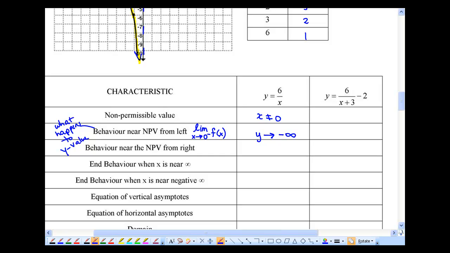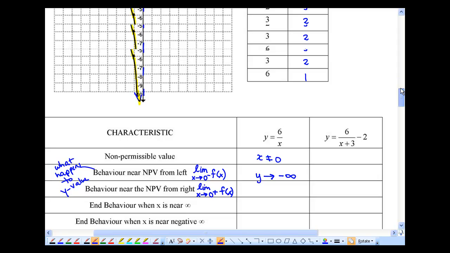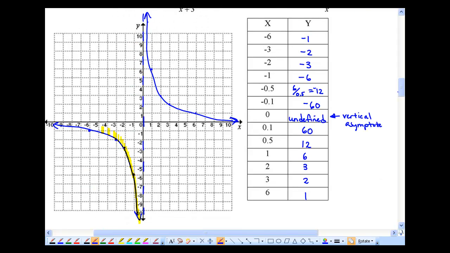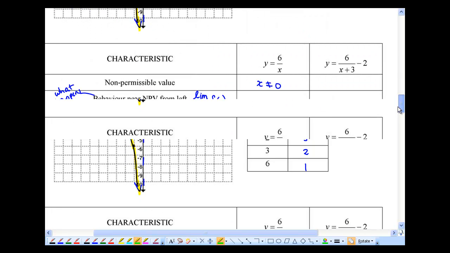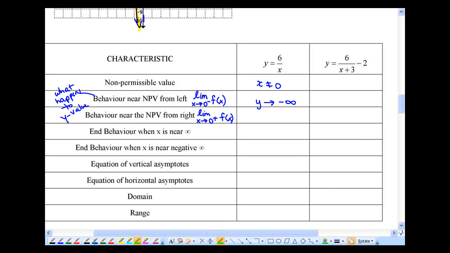Okay? Now, behavior near the NPV from the right. Well, if I want to use that calculus notation, this is the limit as x approaches 0 from the right, and we use a plus sign. If you go back up to your graph, what happens when it comes from the right? Well, it looks like coming from the right, it goes higher and higher, and we would call that positive infinity. So let's write that in, please. Y goes to positive infinity.